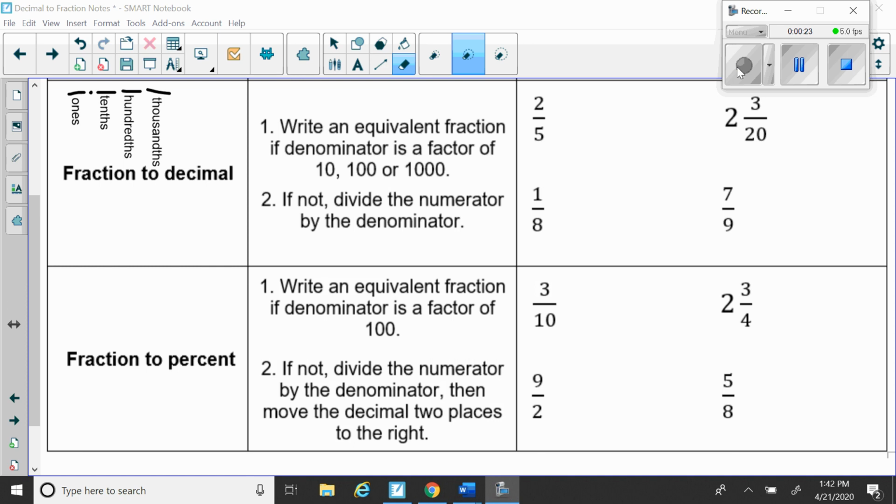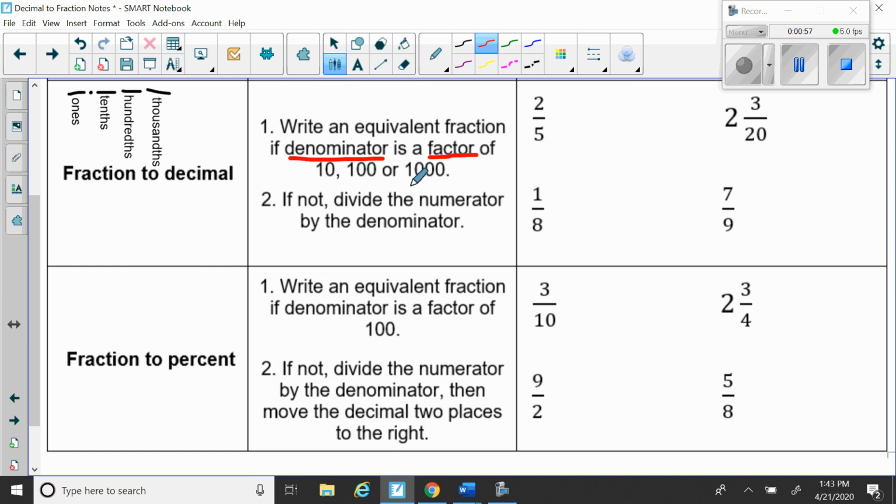Now, there's two different ways we can do this depending on what problem we're given. So the first and most easy way to do it is to write an equivalent fraction if the denominator is a factor of 10, 100, or 1000. That means that denominator, that bottom number, if it is a factor, remember a factor goes into a number. So if your denominator can go into 10, 100, or 1000, or if you can multiply it by something to get to one of those three, then we can do this method.